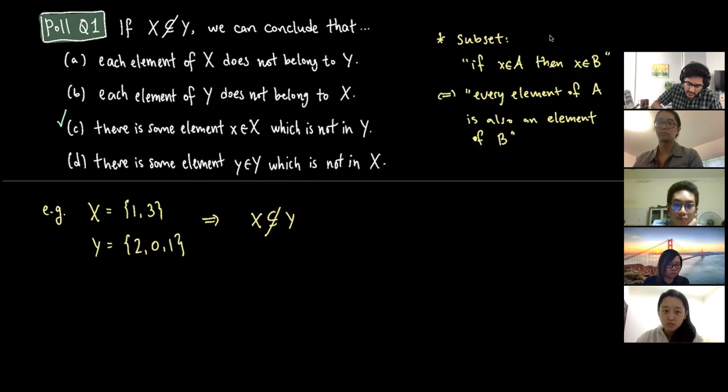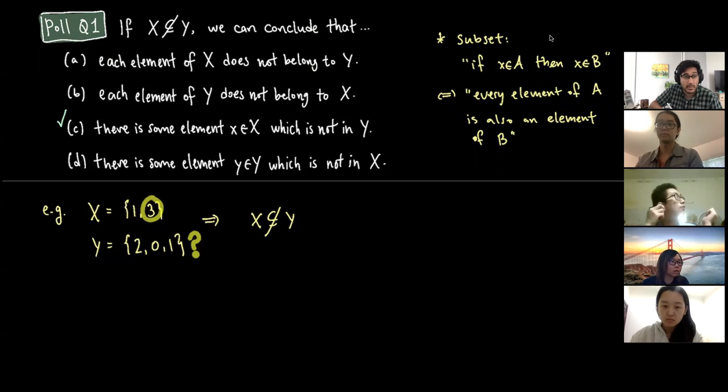Right, so I have to look at this set and ask: is every element of X also an element of Y? So I look at 1, and 1 is an element of Y. Then I look at 3, and 3 is not an element of Y. So it's not a subset.